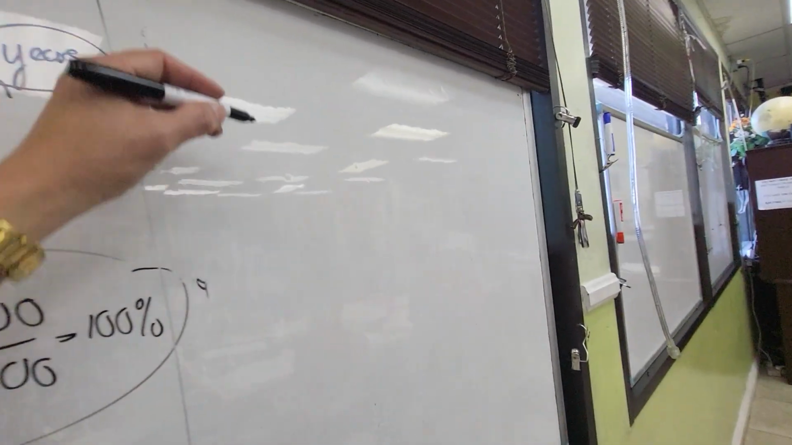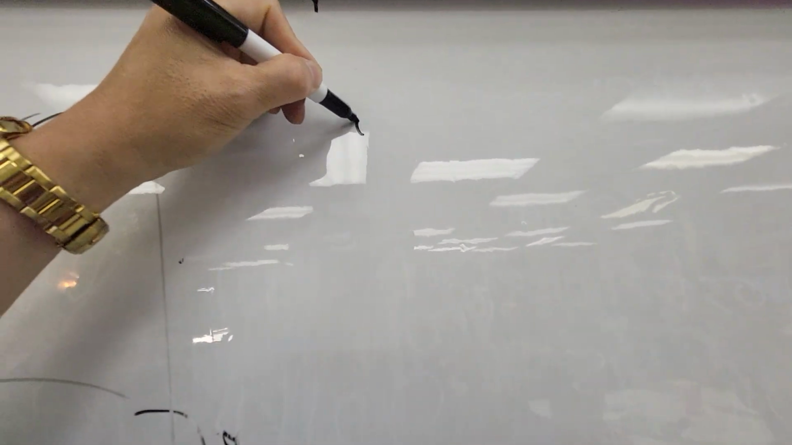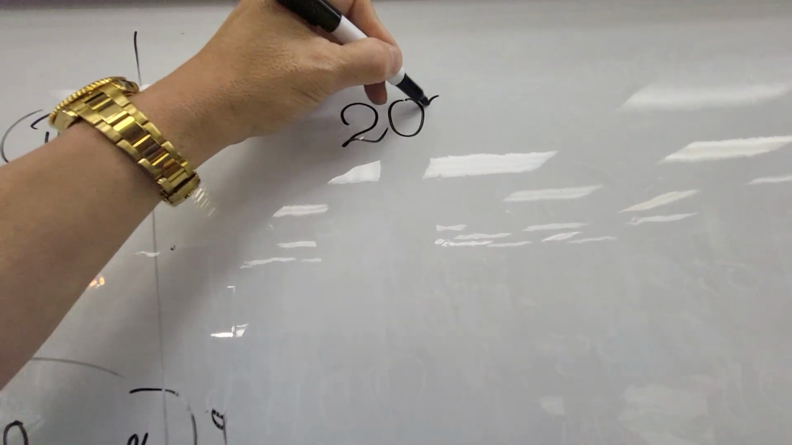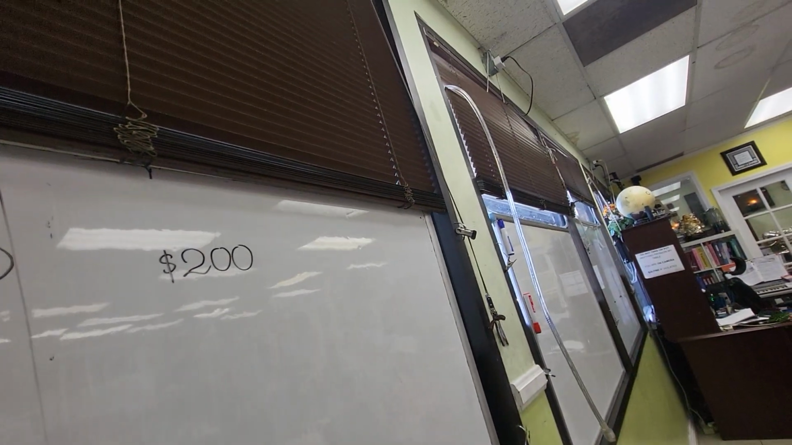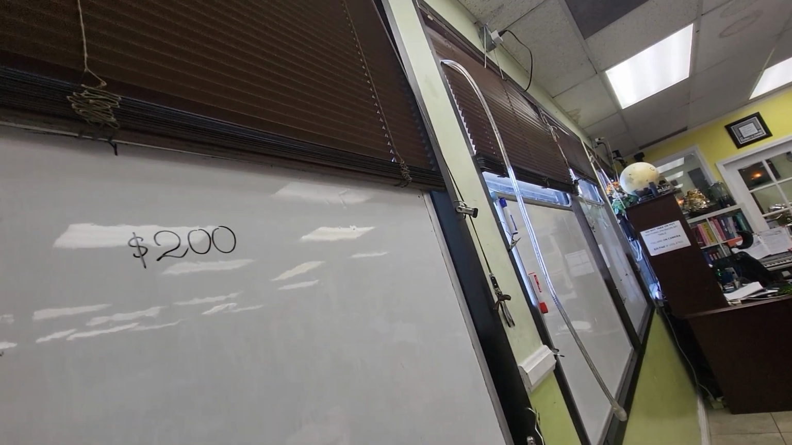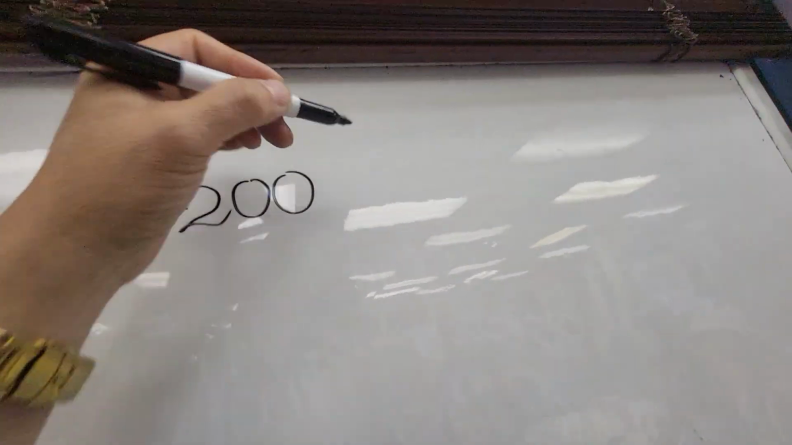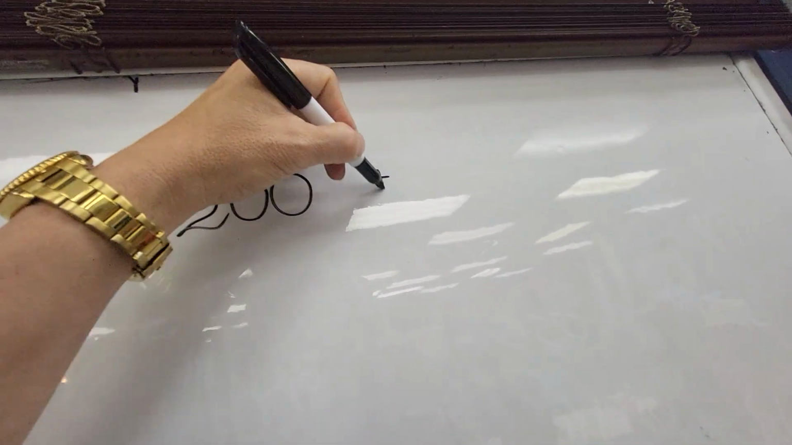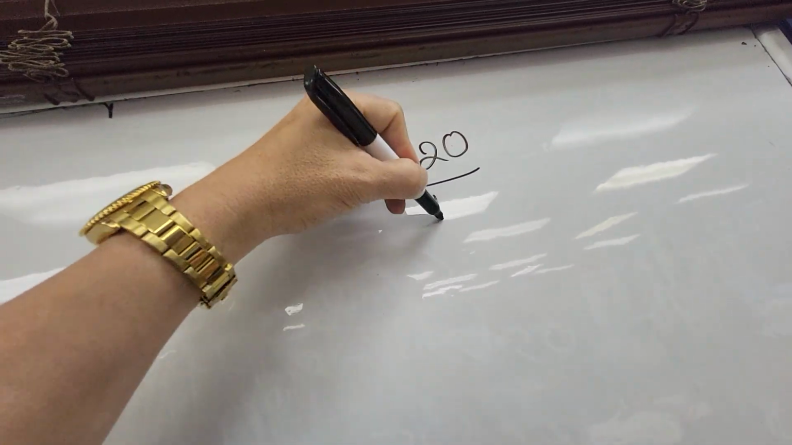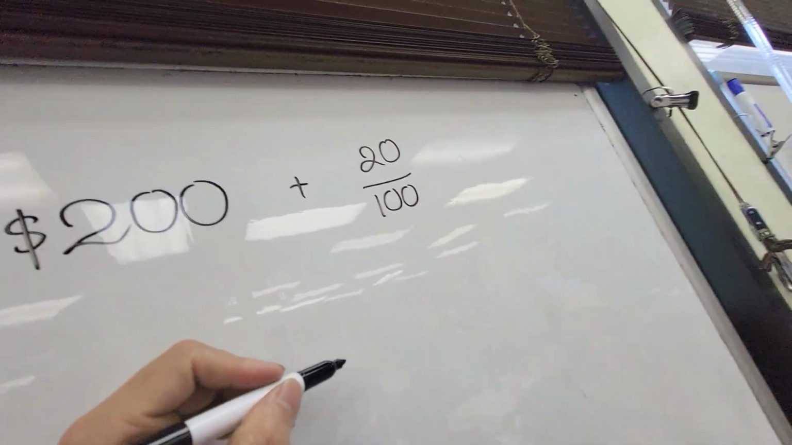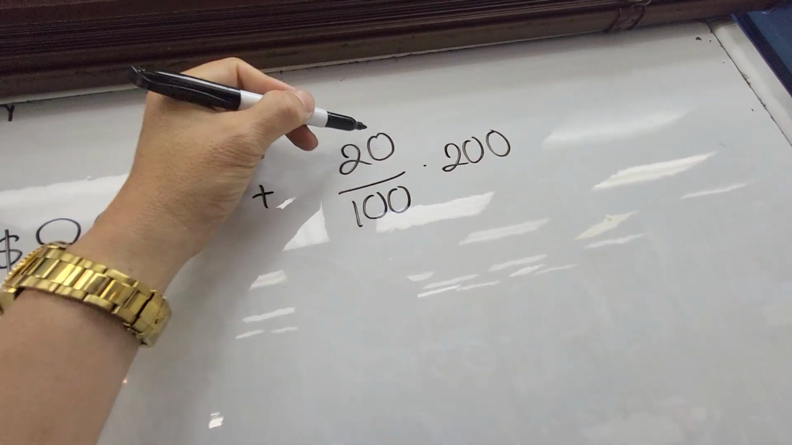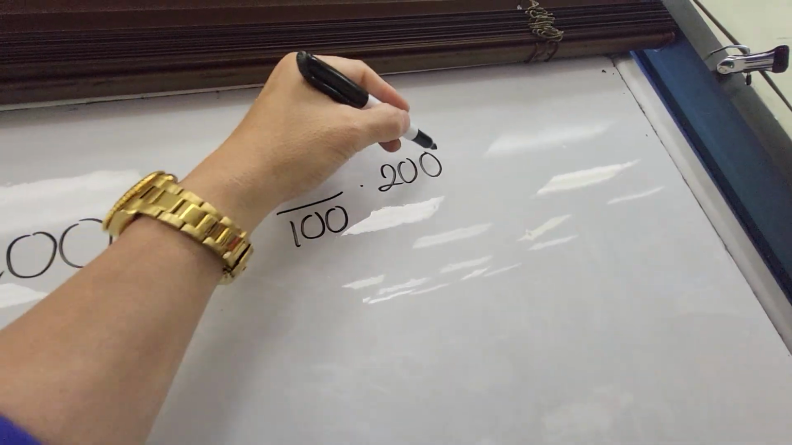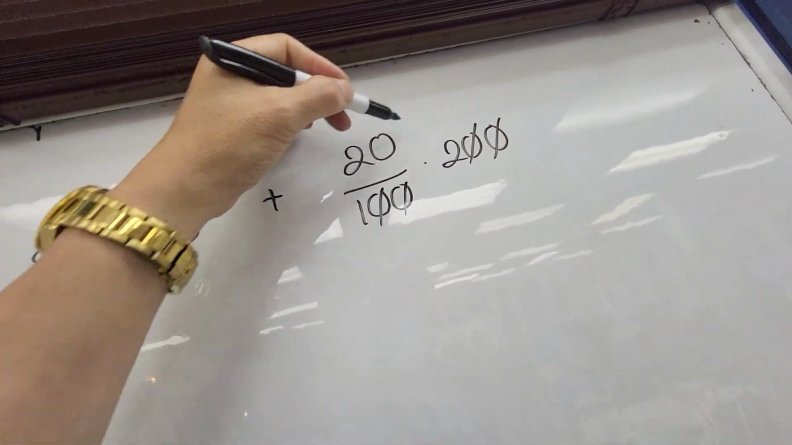Let me ask you this. If I buy a hat for $200, and then I have to pay 10% interest or tax, whatever it is, let's say 20% tax, 20% interest, of what? Of this, right? So what do we get? $40, right?